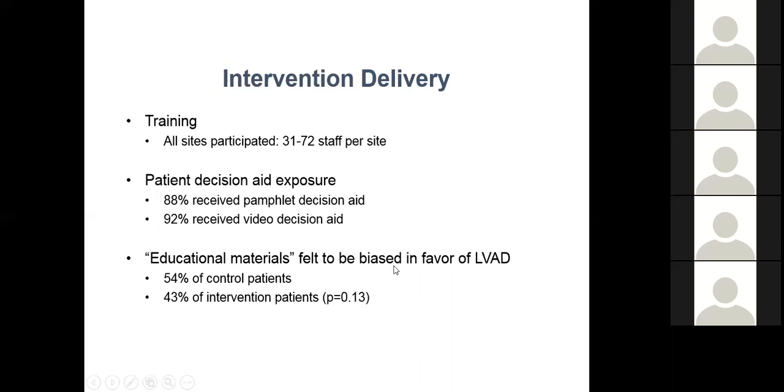The education materials were felt to be a little biased in favor of the LVAD. In the control, 54% of patients said it was biased towards the LVAD. In the intervention, that went down to 43%. That wasn't significant. But even with our tool that we really tried to balance, patients still felt it was in favor of the LVAD. Something came out in another study with defibrillators. We asked patients how they interpreted that question, and some said, yeah, I think the data says you should get a defibrillator, but I don't think you're trying to push me to get one. So I'm not sure we can really understand what people were answering in that question. Is the tool biased, or do they think the data supports an LVAD because they're focused on living longer?